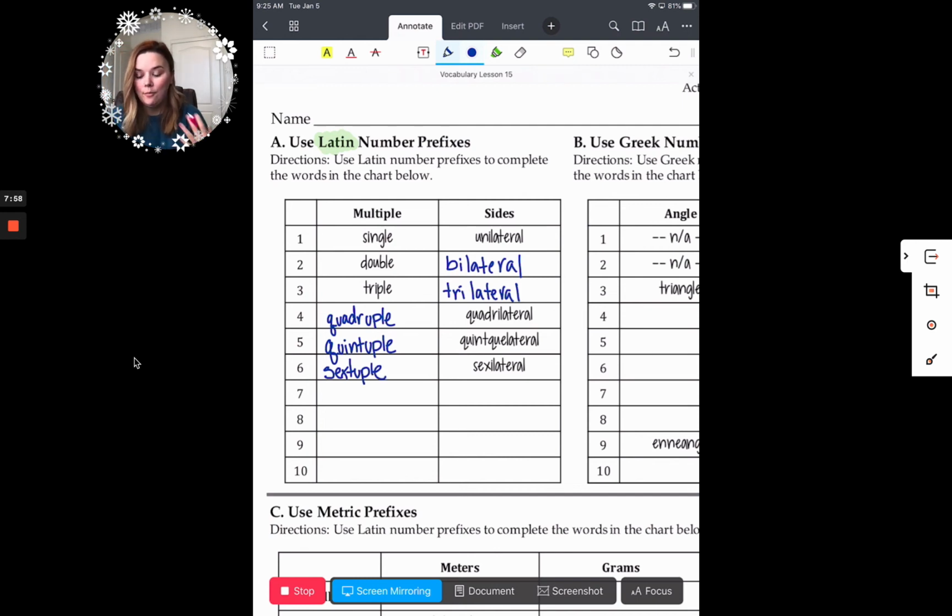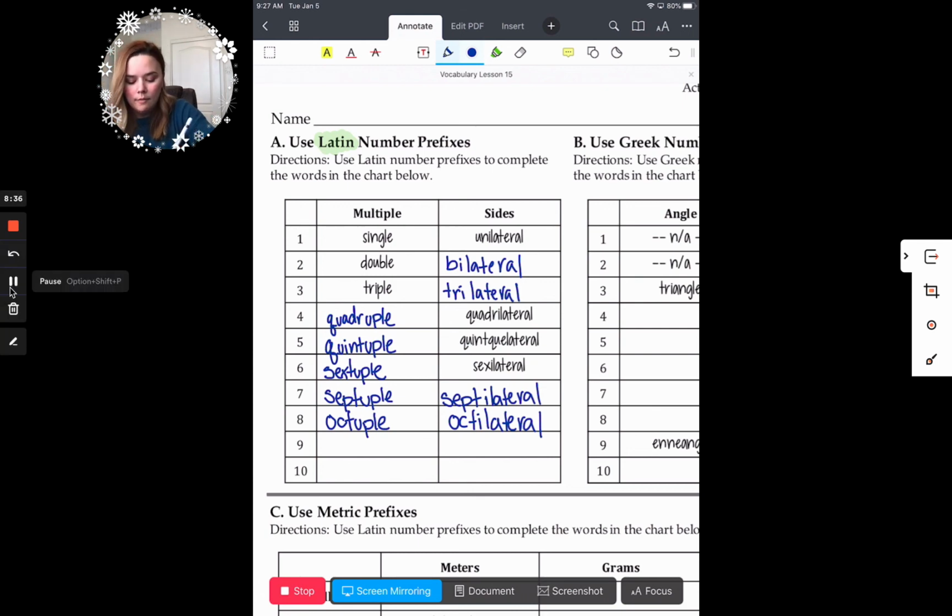And then we have 7, 8, 9, and 10 where we have to fill in both. So 7 is sept, so we have septuple and septilateral. 8, we have oct, so octuple and octilateral. 9, we have non. We have nonuple. It's kind of a funky word. And nonilateral. And then for 10, we have dectuple and decilateral or decalateral.